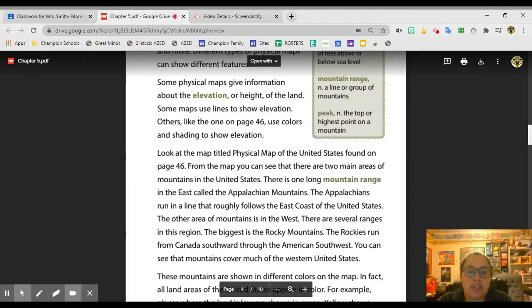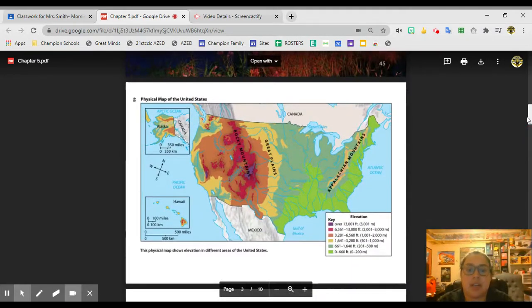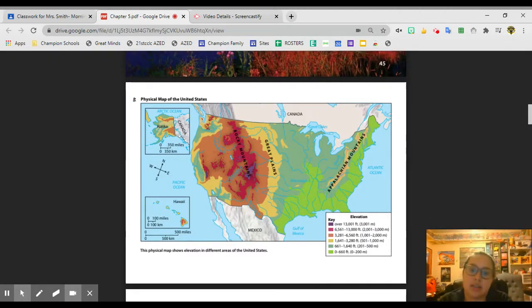So a mountain range is a line or group of mountains, so a bunch of mountains together. And a peak is the top or highest point on a mountain. So again, when we're looking here, we can see the Appalachian Mountains and the Rocky Mountains. We can see the different colors. When you look at this, you can kind of get an idea of what these mountains look like. So what parts are higher, what parts are still high, what parts go down.